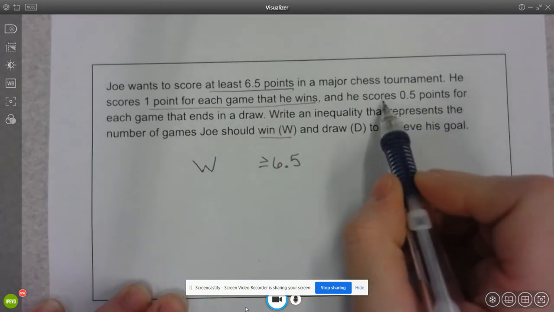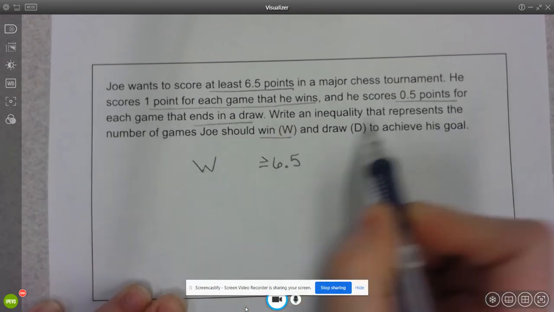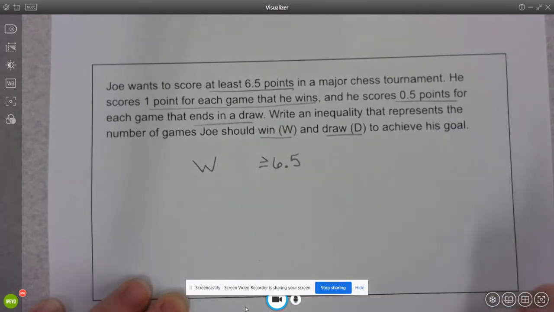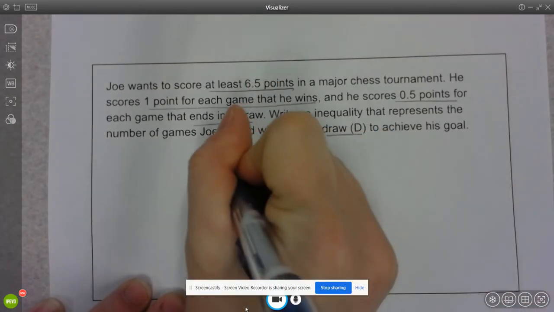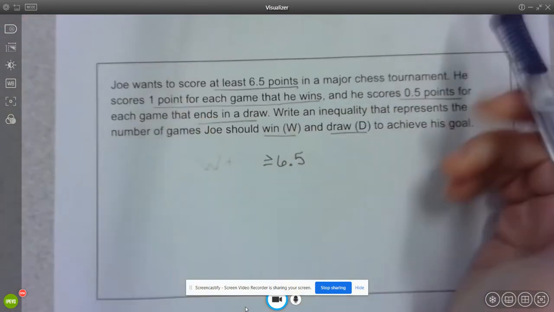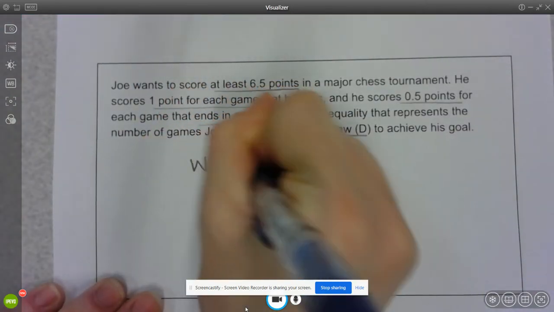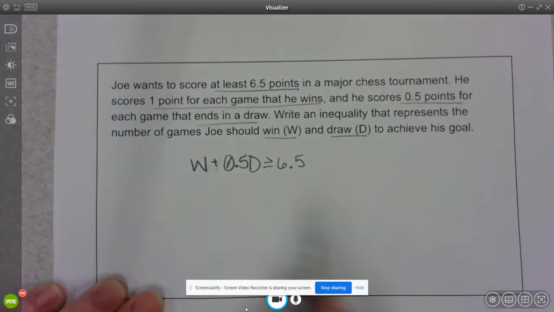And then half a point for any game that ends in a draw, and draw will be D. So then I'm going to put plus, and I didn't give myself enough room, W plus 0.5 D. And this is the inequality that represents Joe's scenario.